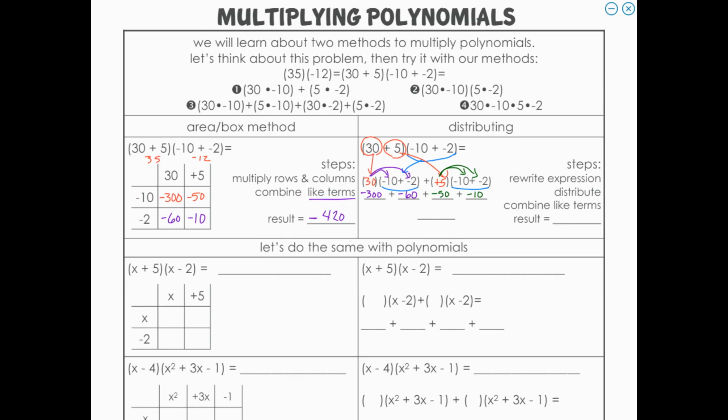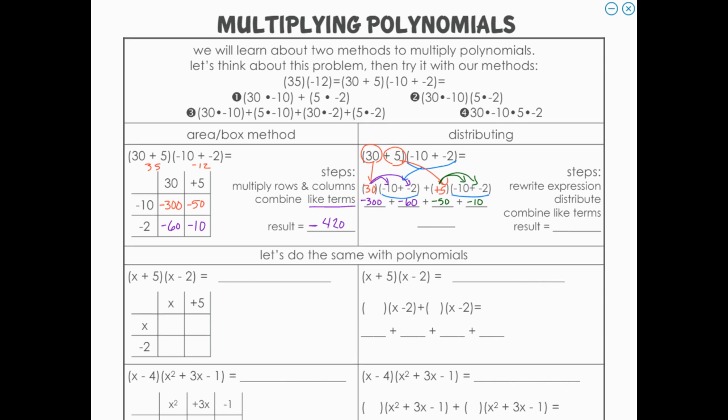Yes. Look, 300, 300, 60, 60, 50, 10, 50, 10, right? So same numbers, they just ended up organized a little bit differently. So what's my final answer going to be? Negative 420 again. So this is just illustrating to you that you would get the same answer with either method that you choose.